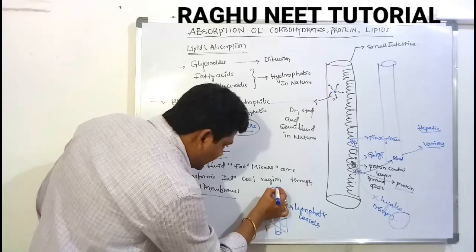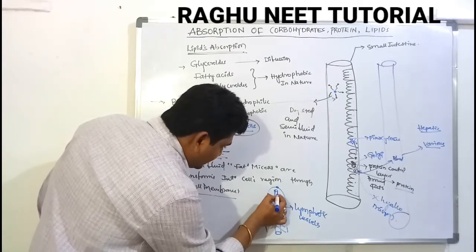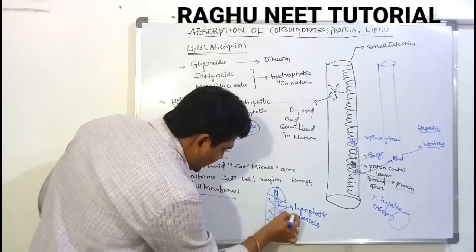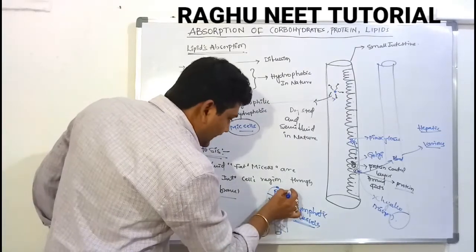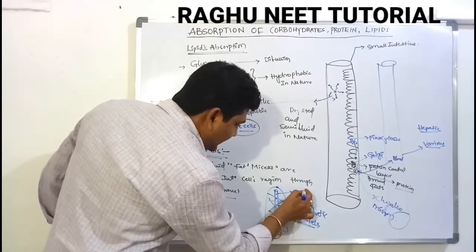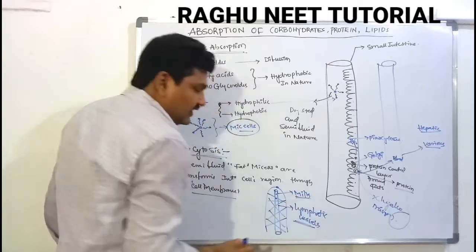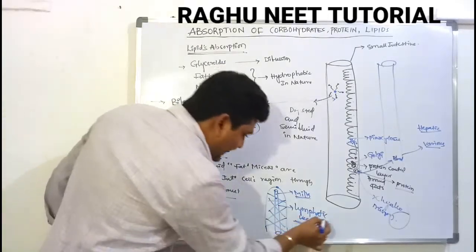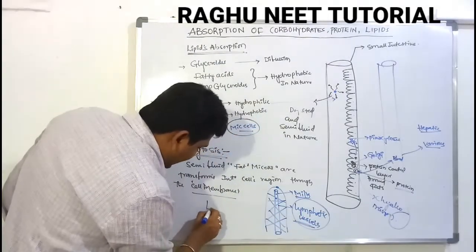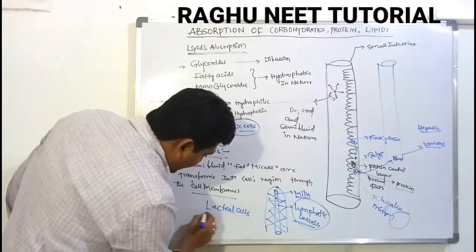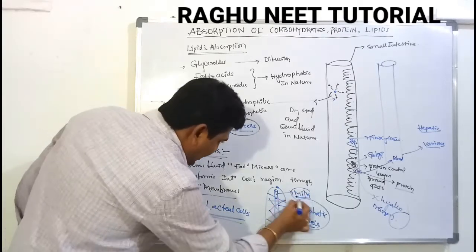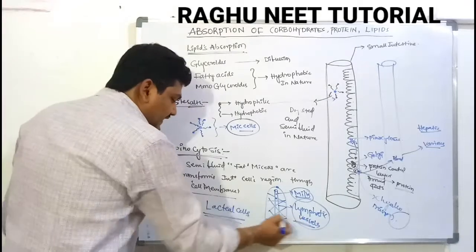Next, fat molecules enter into the lymphatic vessels. The lymphatic vessels look milkish in color, nothing but a milk-like color. So this type of lymphatic vessel is called a lacteal. What is the lacteal? They look milkish in color. So these lymphatic vessels are called lacteals.